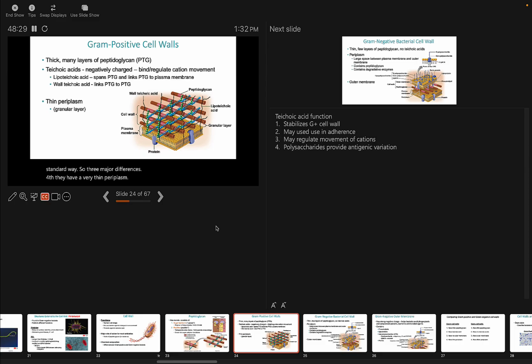Four major differences. You don't have to understand any of those words, but if you can spit them back out on the exam, that is what I'm looking for. You'll understand them later. I hope you understand them. But the beginning is memorizing that. You have one membrane, a very thick layer of peptidoglycan, teichoic acids, and a very thin periplasm.